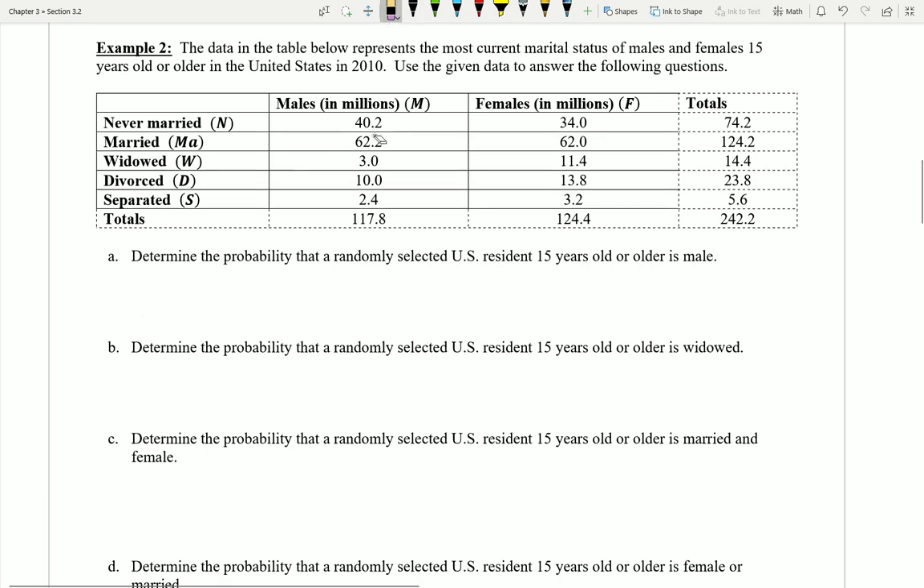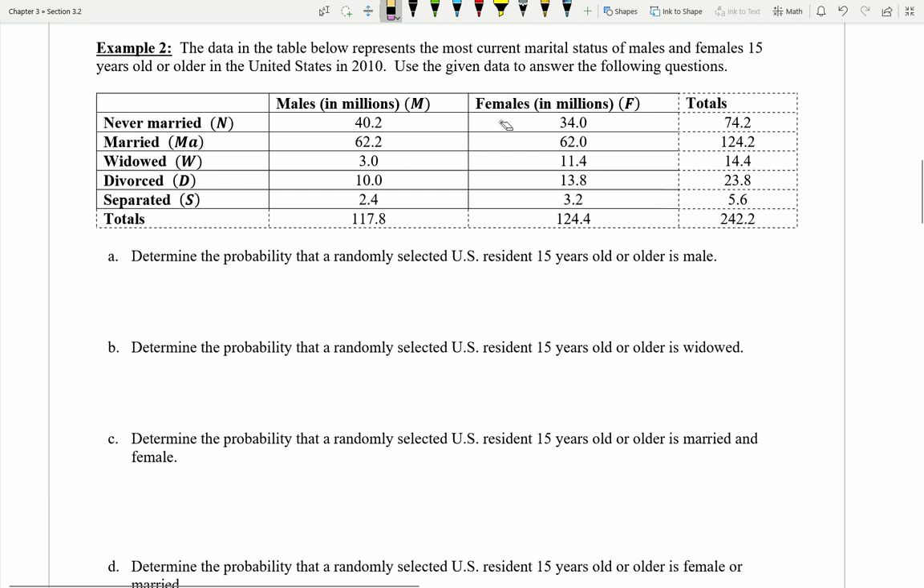What if I asked for the total number of divorced individuals? Well, that should get me a value all the way over here in this 23.8. What about if I asked for just the total number of people who were surveyed? Well, that would give me this value down here, this 242.2. And notice that all those numbers are in millions. So it's 242.2 million individuals.